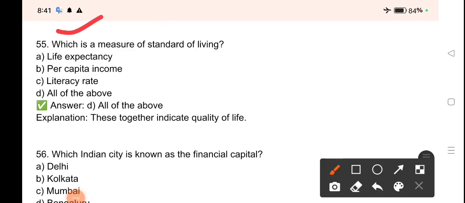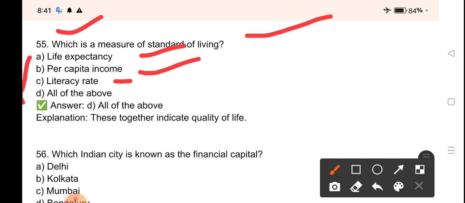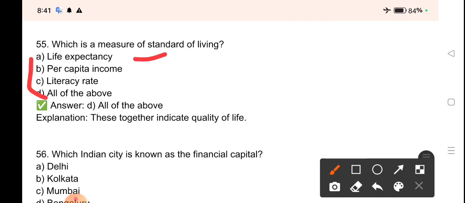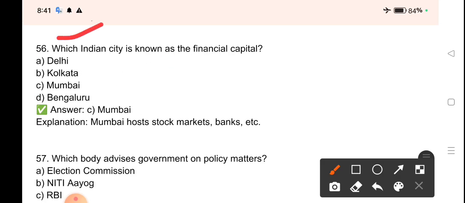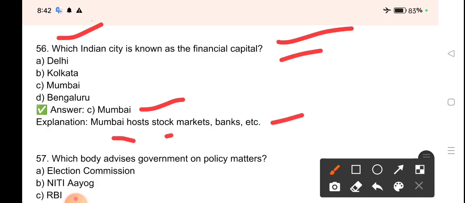Which is a measure of standard of living? Life expectancy, per capita income, literacy rate, all of the above. All of the above. All are measures of standard of living. Which Indian city is known as the financial capital? Mumbai. Mumbai is known as the financial capital. Mumbai hosts stock markets, banks, etc.